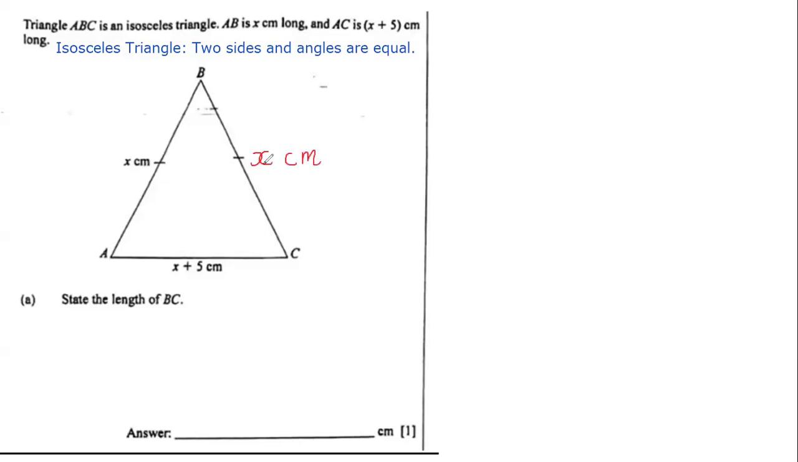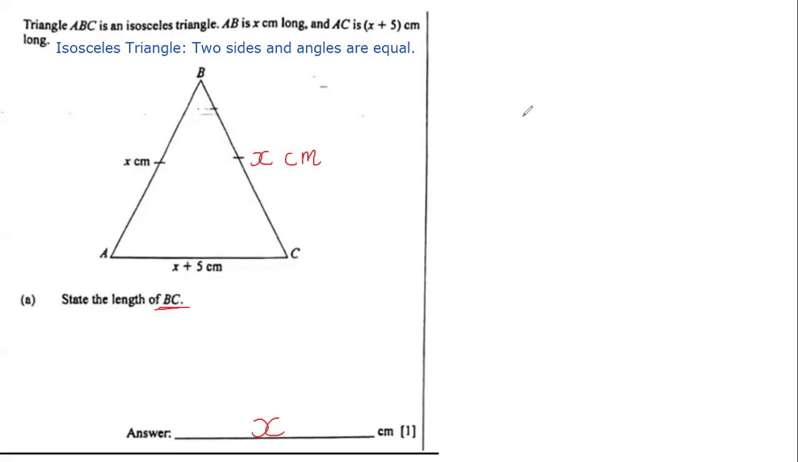Now they want us to state the length of BC. Oh, we already have the length of BC. It's X centimeters, because both sides are the same. That was pretty simple. State the length of BC: BC is X centimeters. That one is pretty easy. Let's see what the rest of the questions say.